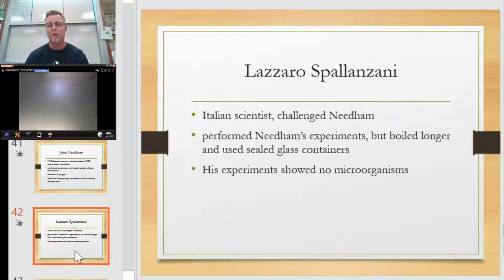He boiled the broth longer, and instead of using a cork, which we later found out was porous and let air go into the flask, he literally melted glass over the top of the flask so no air could get in. Lo and behold, Spallanzani's experiments showed no microbial growth. So you think this would be a dead deal now. Everybody understands, okay, no spontaneous generation. Well, people didn't agree with Spallanzani either.